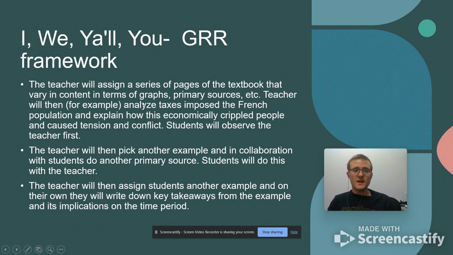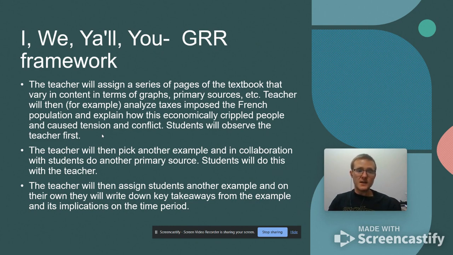So the teacher will assign a series of pages of the textbook that vary in content in terms of graphs, primary sources, etc. The teacher will then, for example, analyze taxes. This is an example. They analyze taxes imposed on the French population and explain how this economically crippled people and caused tension and conflict. Students will observe the teacher first.